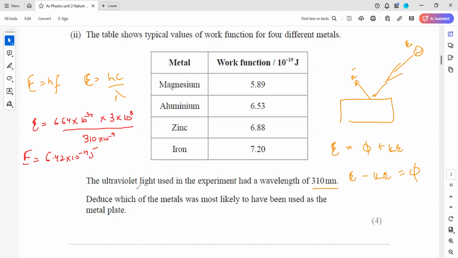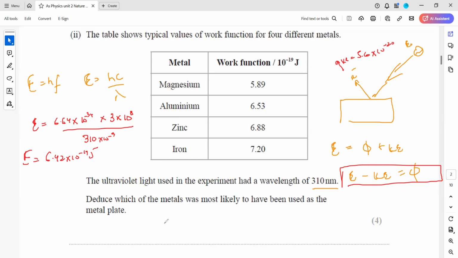And in the previous part, we already worked out the kinetic energy of these electrons. We worked it out using the formula half mv squared, and the kinetic energy for this electron was 5.6 × 10^-20 J. So if we need the work function, the work function is the energy of a photon minus the kinetic energy.